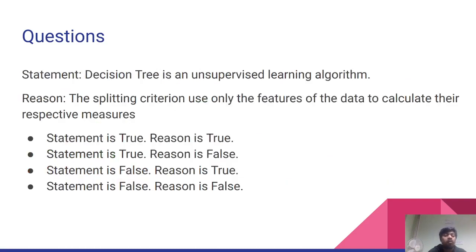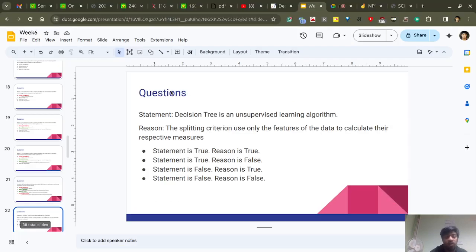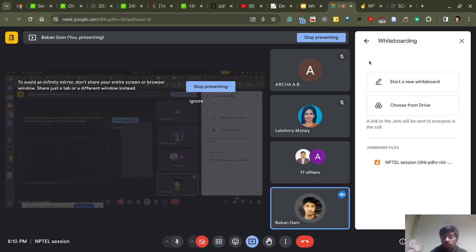Yeah. Thank you. So in this case, the reason is that the splitting criteria use only the features of the data to calculate the respective measures. So basically what we are saying is that in the decision tree we are using splitting criteria, and in the splitting criteria we only use features of the data to calculate the respective measures, like which class is which. So we don't use any labels in decision tree for training. That is why it is called unsupervised. So that is the statement and that is the reason. So are they correct? Is only one of them correct? What is it?